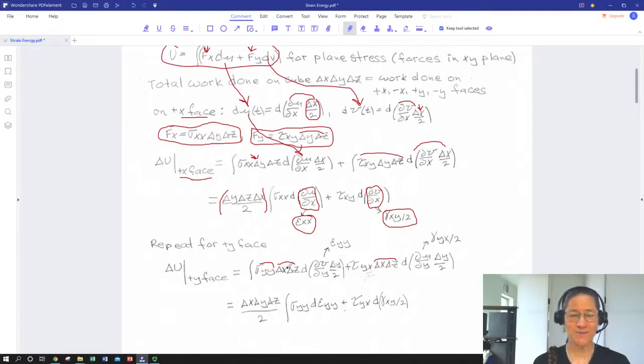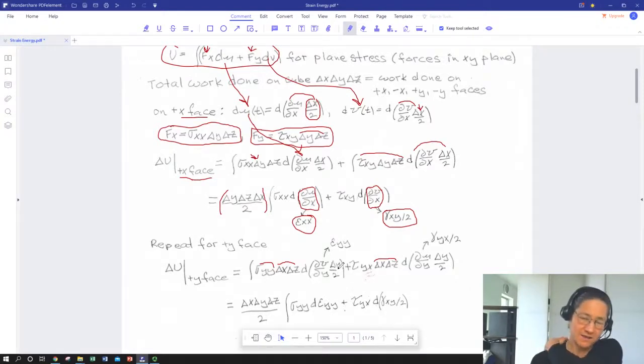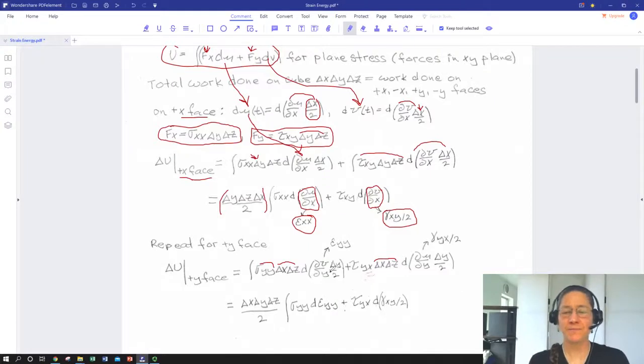What tells us how far things move in the y direction? Our displacement function v. And so in order to get the y direction movement of something sitting on the y face, we're going to have a dv dy times our location of the y face, which is delta y over 2, given that the center is at 0. So the cube again is sort of straddling the origin, and we're going to do the same thing over here with our forces in the x direction that are on the y face. So we're basically doing the same thing we did for the x face, except basically turned it 90 degrees.